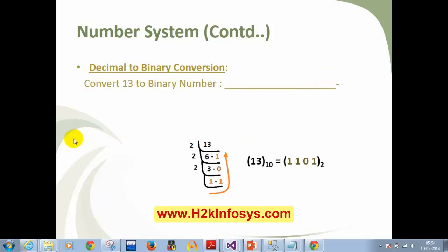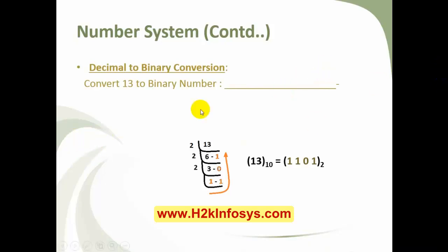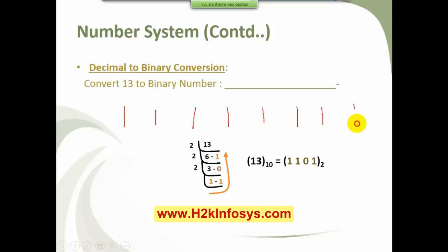If you want to convert manually, we need to write it like this: 1111 and again 1111, so 8 ones. 8 ones is the biggest binary number of 8 bits. So what I need to do is convert using 2 power 0, 2 power 1, 2 square, 2 cube.